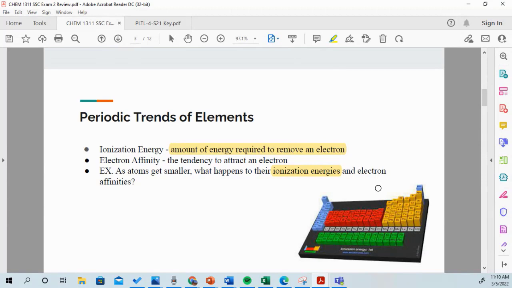What happens to electron affinity, the tendency to attract an electron? As we go across the period, there's greater attraction, so there's greater Z effective, and it gets a little bit easier to attract another electron. So the ionization energy trend and the electron affinity trend are the same. They both increase as we go across the period.